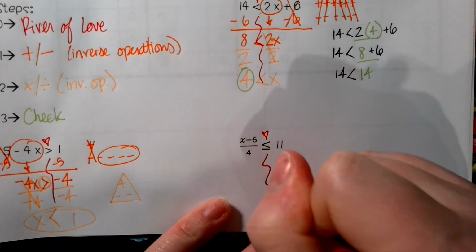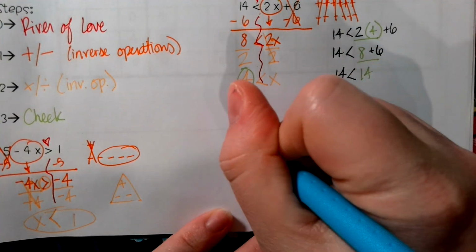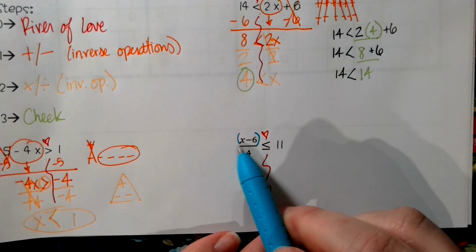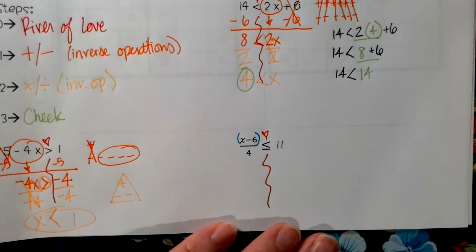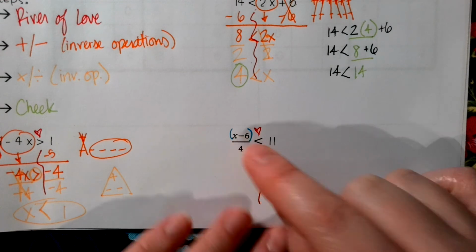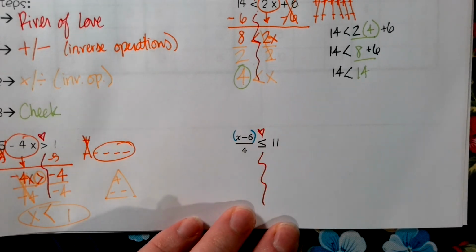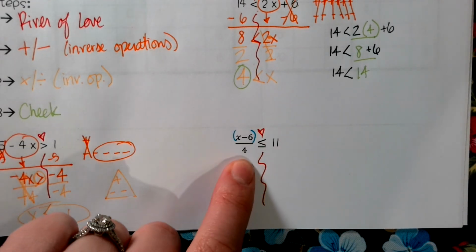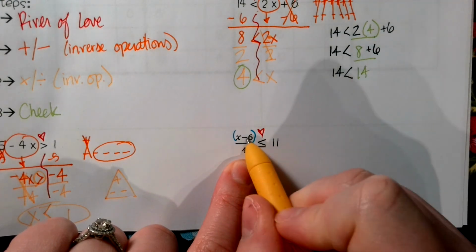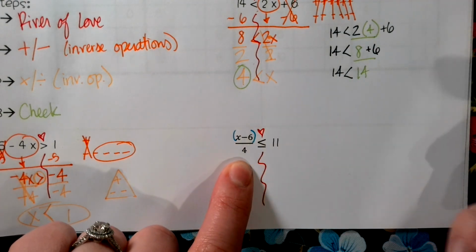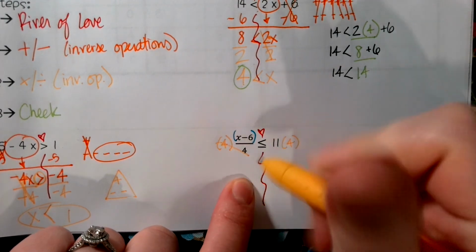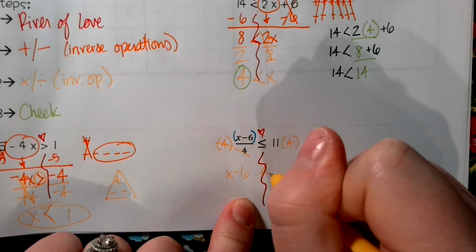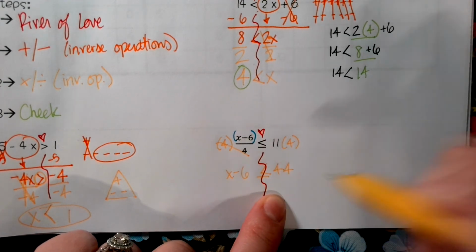River of love. Save that grouping for the end. Save that x minus 6 for the end. That's a special kind of grouping. We have to do the division first here. There's no subtracting or adding until we get there. So we skip the subtracting and adding. We move over to the 4. Top and bottom, we're dividing by 4, so the opposite is multiplying by 4. So you should get x minus 6 is less than or equal to 44.